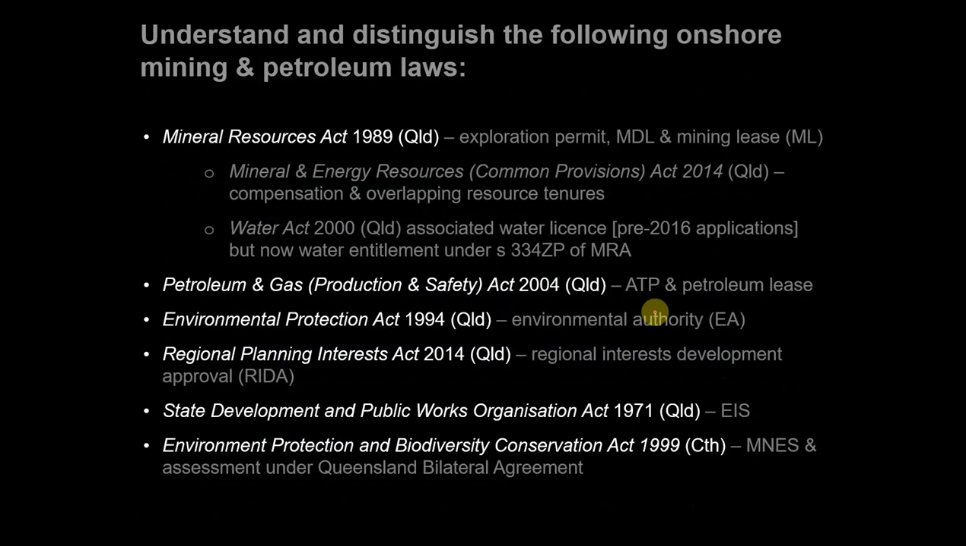Also in this list of legislation is the State Development Public Works Organisation Act. It was created in 1971, and it copied the US, which had at that stage just created a term and a process for environmental impact statements. So Queensland copied that framework and created an EIS process in the State Development Public Works Organisation Act.